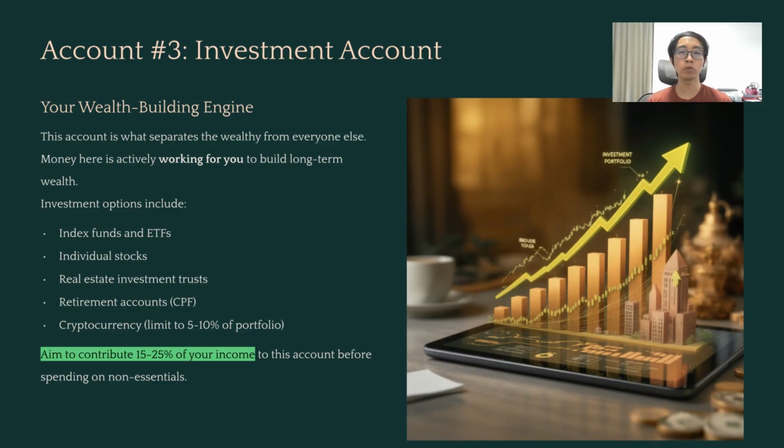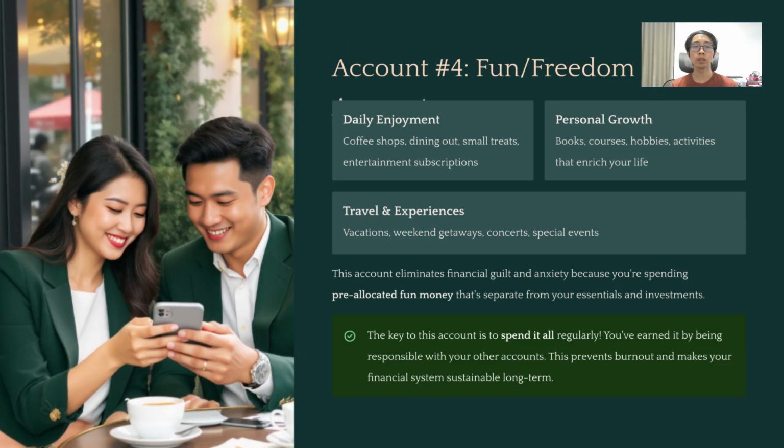You want to put your money here where eventually it will be invested out in various places like index funds, ETFs, stocks, REITs, retirement accounts, CPF, cryptocurrencies. So this is where you put your money such that eventually it will be allocated out for the different investment types. Next is the last one, which is the fun or freedom account. This is where you have money allocated for your daily enjoyment.